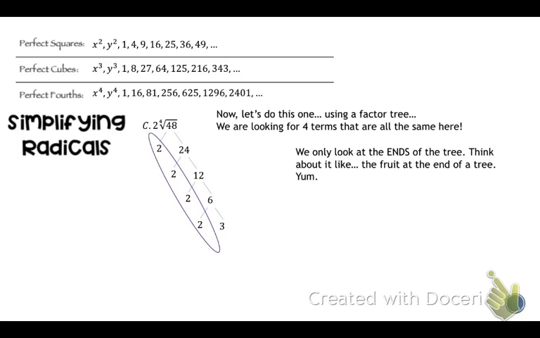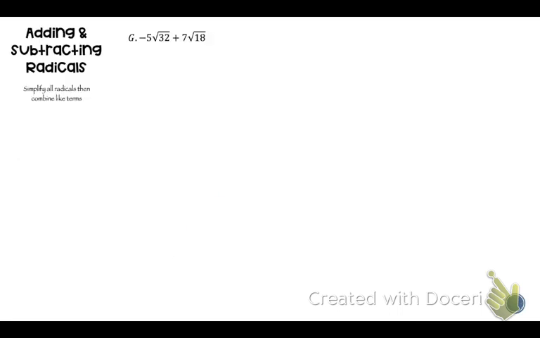Anyways, so we're looking at groups of 4. There's a group of 4 2s. So that's what I'm going to pull out. So it's going to be 2 times 2, fourth root of 3, which is 4 fourth root of 3. Okay? Do those next examples.